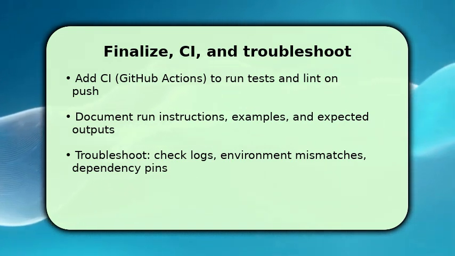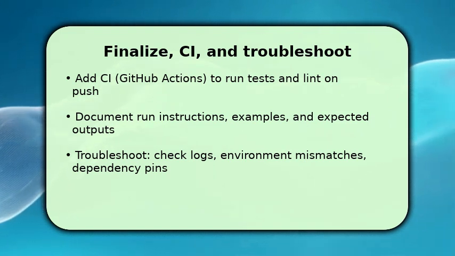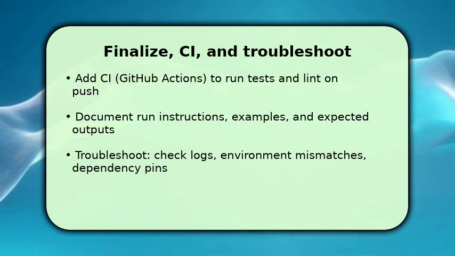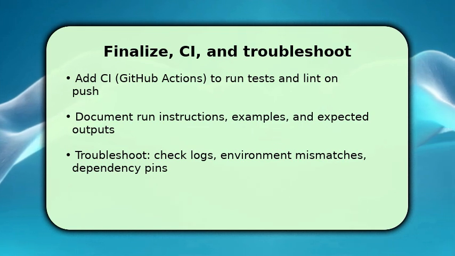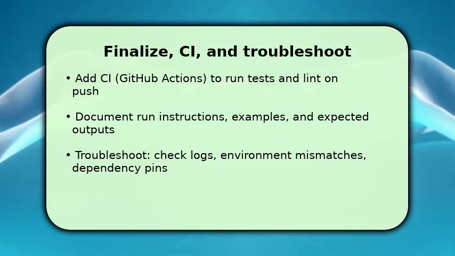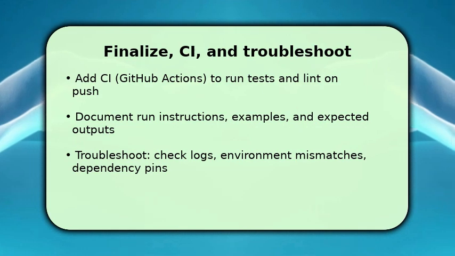Finally, if something fails, check CI logs first, then verify environment and dependency pins. Recreate the environment locally or in a container to isolate issues. This single troubleshooting step resolves most reproducibility problems.